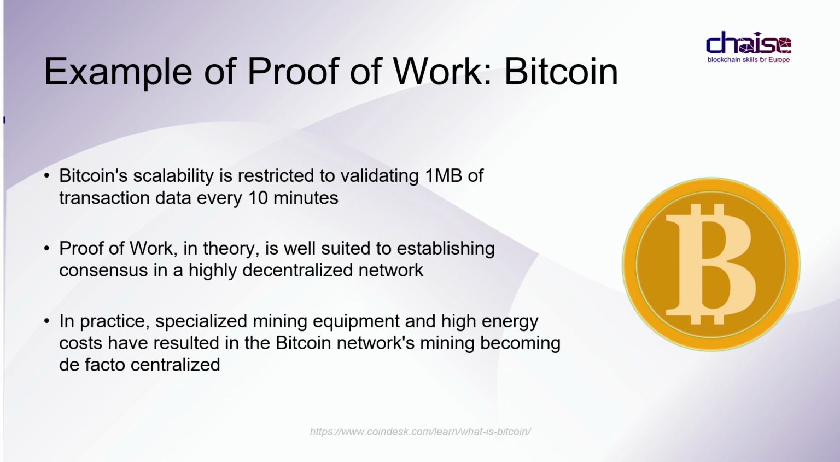An example of proof of work is the Bitcoin blockchain. Its algorithm has influenced the consensus algorithms of numerous other blockchain projects too. However, it is slow as discussed above. For instance, Bitcoin scalability is restricted to validating 1 megabyte of transaction data every 10 minutes.